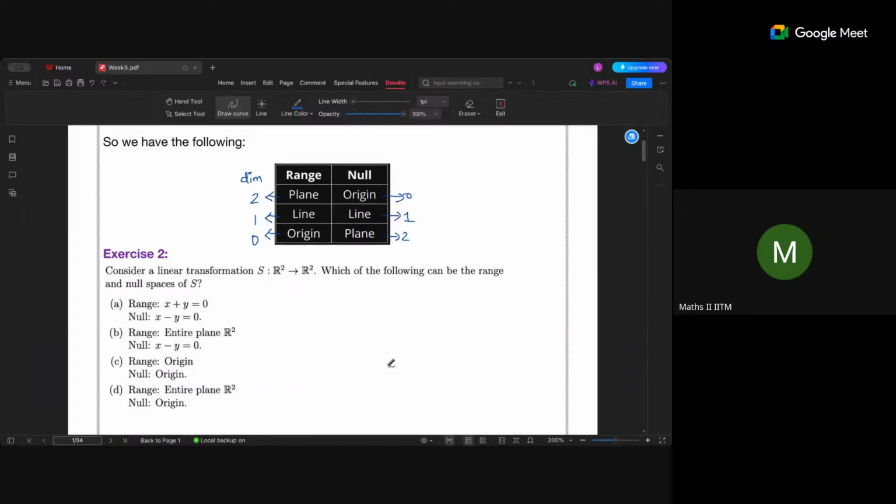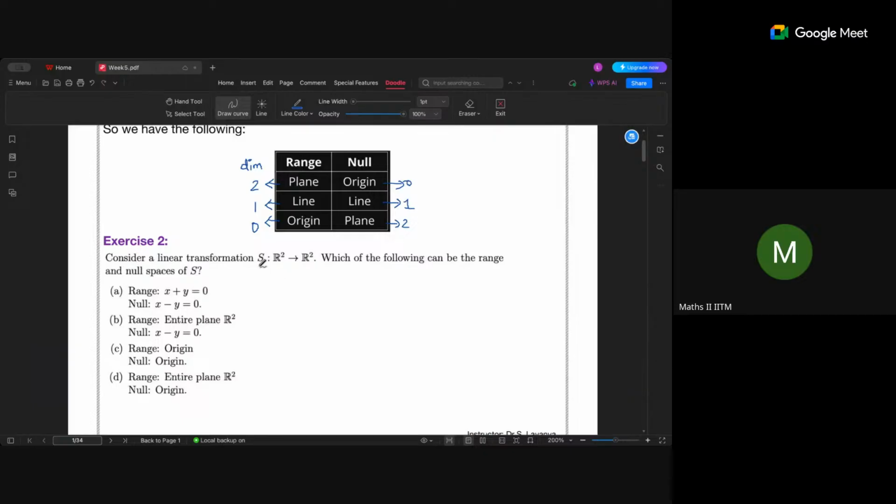Okay. Now consider a linear transformation S from R2 to R2. Which of the following can be the range and null space of S? We have to use the property we saw here. Now range is given as x plus y equal to 0, and null is given as x minus y equal to 0. Now can you tell me what is the dimension of range here?